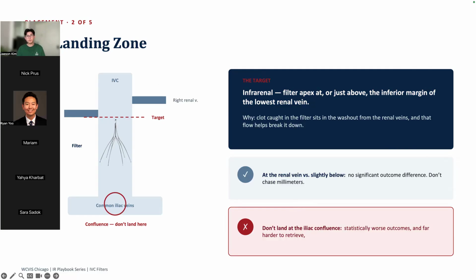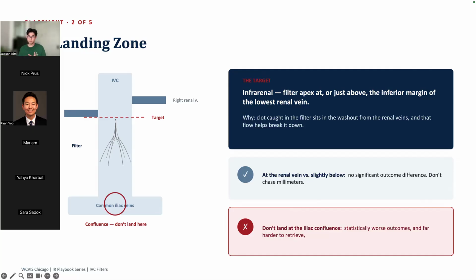And so here, the reason why this spot is helpful is that if a clot gets caught in the filter and stops there, it's actually sitting right in the path where all of the blood pouring in from the renal veins is, and that constant flow of blood washes over the clot and helps the body to break it down. So you've placed the trap in the spot where most of the blood flow is going through it.